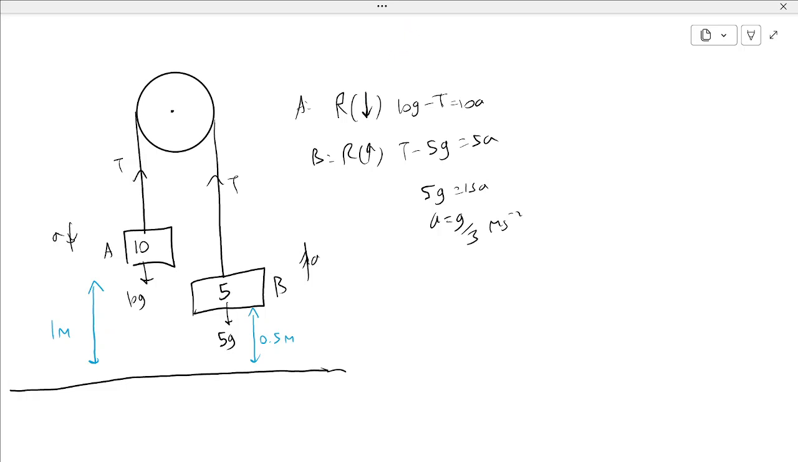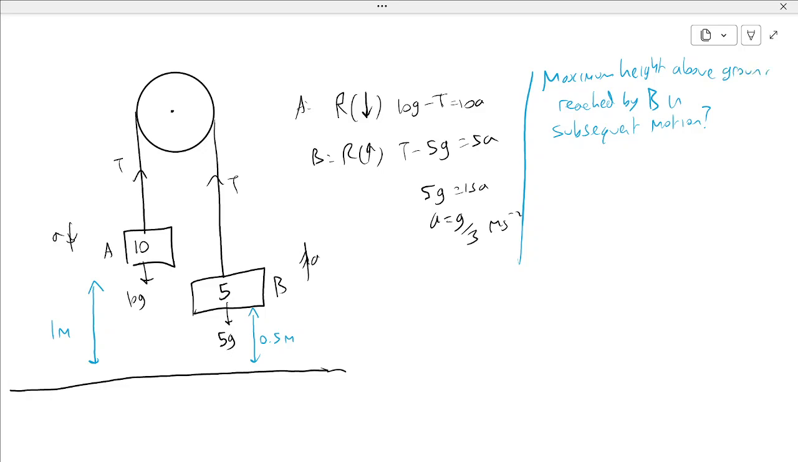And I will say, what is the maximum height reached by B in the subsequent motion after the particles are released? Maximum height above ground. And an assumption in this question will be that the particle B is not going to hit the pulley and get in the way. The pulley is high up enough that it doesn't affect anything.